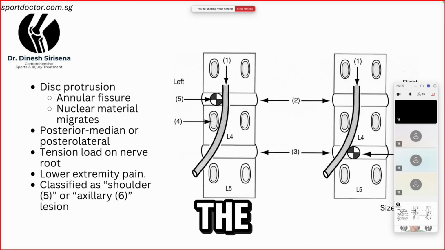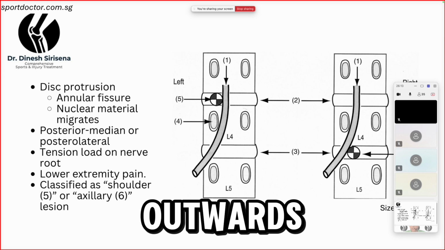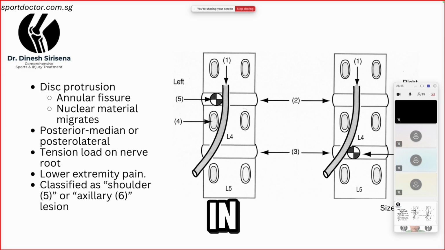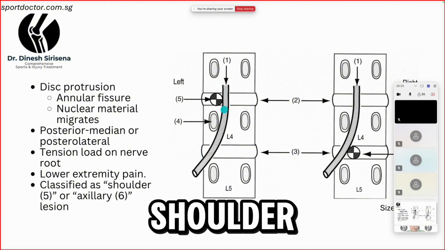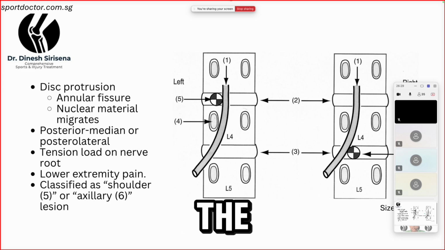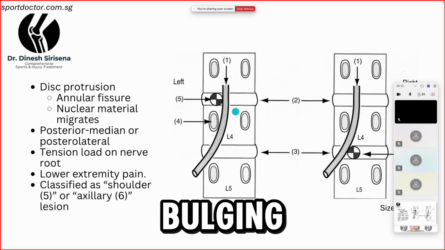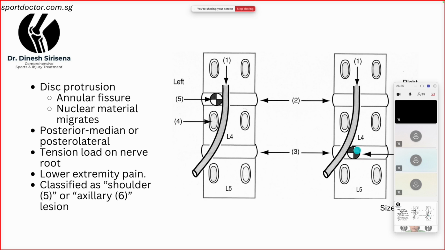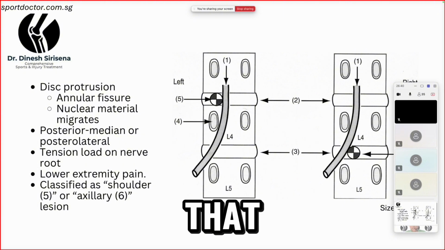But when we're talking about the tears and the fissures and so on, this is where the annulus becomes weaker. You get the nuclear material migrating outwards a little bit. And in essence, we can think of two types of disc protrusion or disc bulge. It's essentially we have the shoulder here, or we have the axillary, and it depends on where it's pushing on the nerve. So the shoulder is very much in the central portion and it's bulging out, and on the axillary it's pushing on the medial border of that nerve as it's coming outwards.